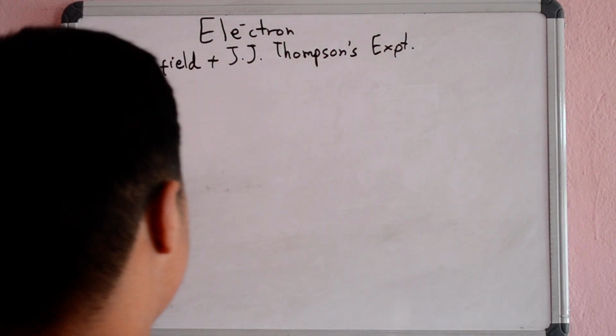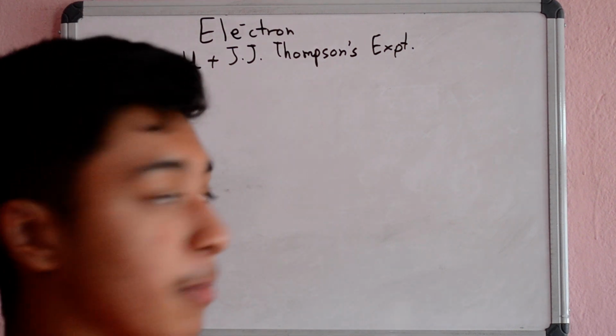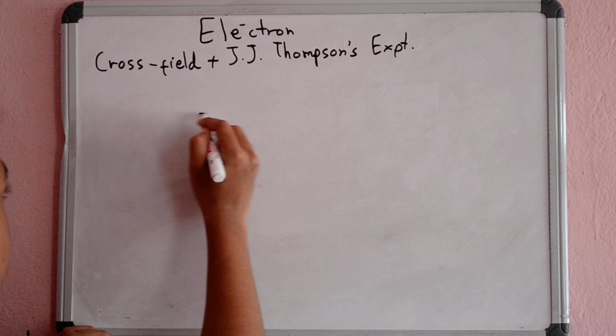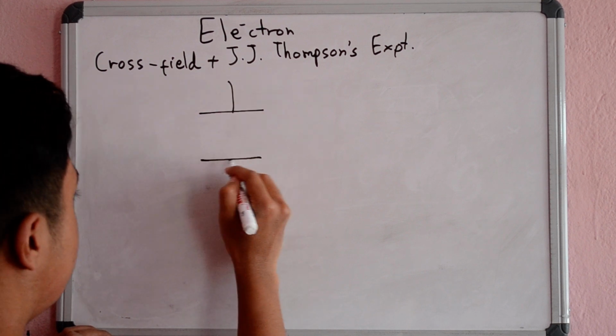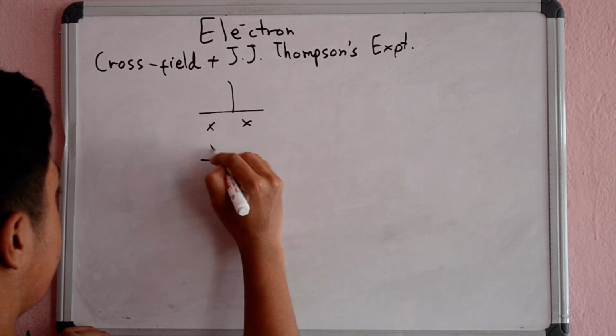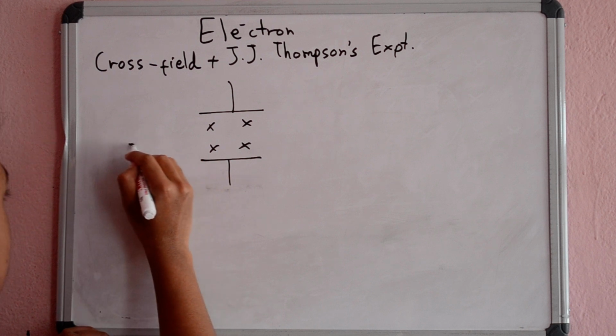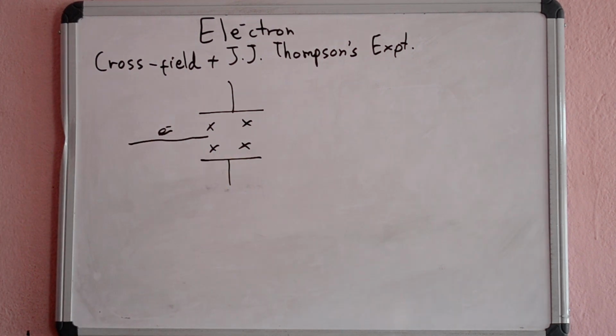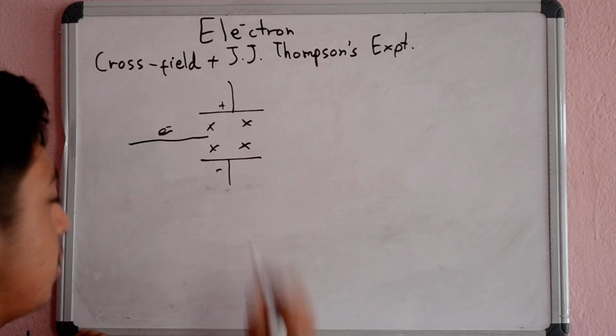We'll be doing cross-field and J.J Thompson's experiment. So for cross-field, it is a condition in which, let's say, there is an electric field as well as a magnetic field. So here, this is the electron moving in a straight line, and this, let's say, plus minus.